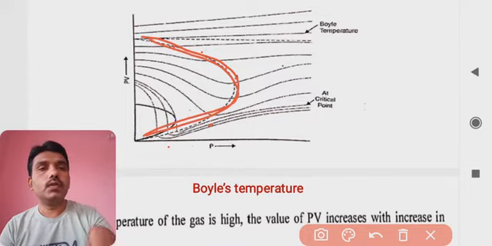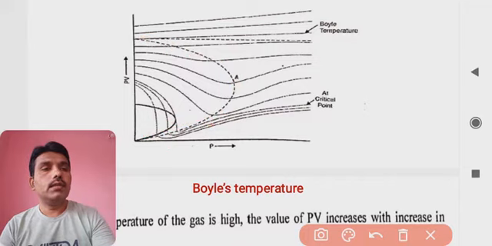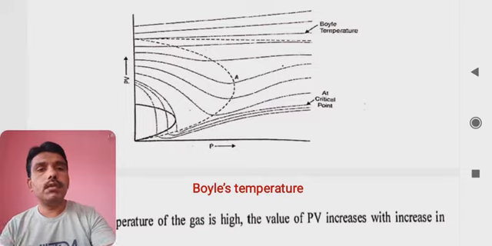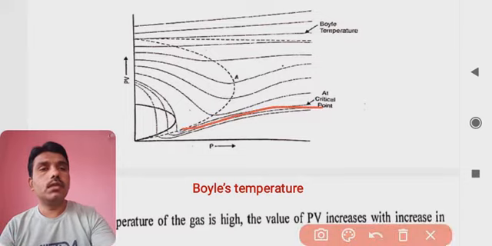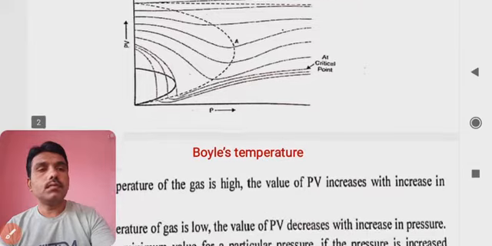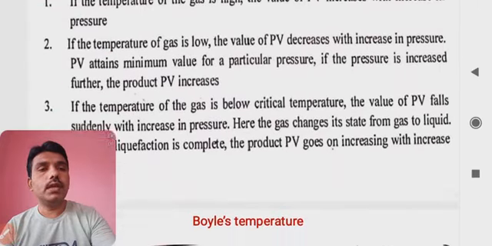I am showing it here with the red lines, and there only liquefaction takes place, and after that liquefaction part there will be an increase in the PV with the P. Likewise this and this and so on. So this is the case of the variation of PV with P.